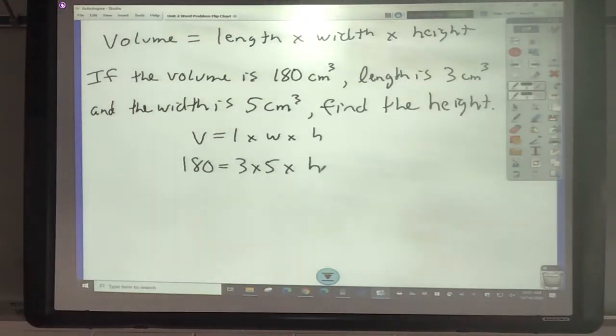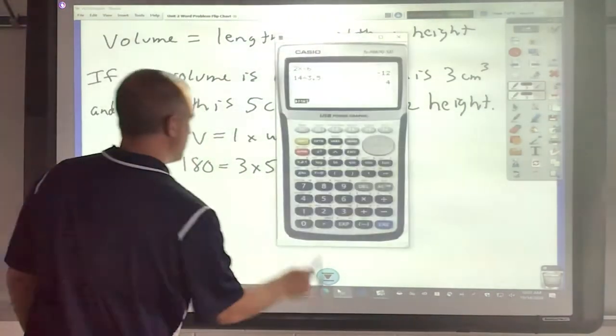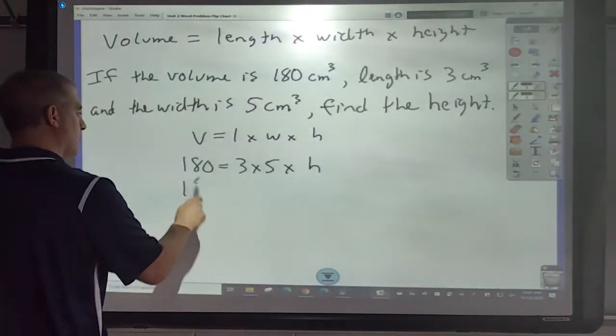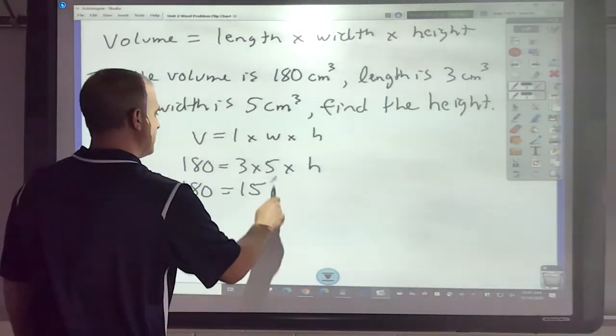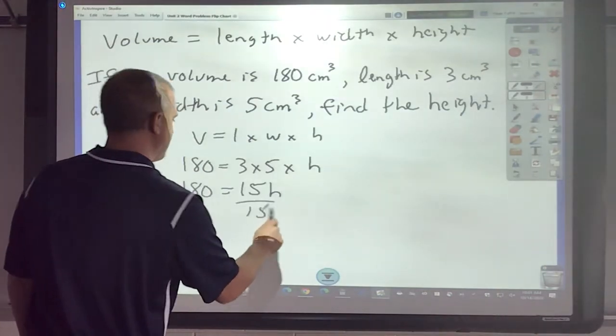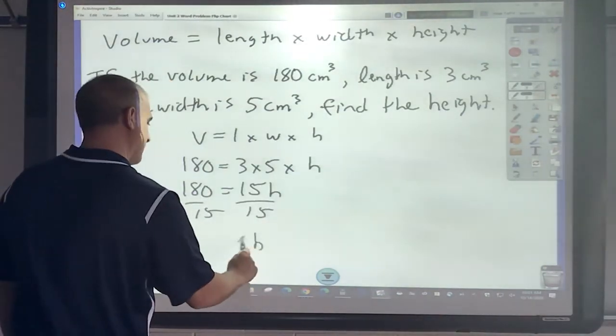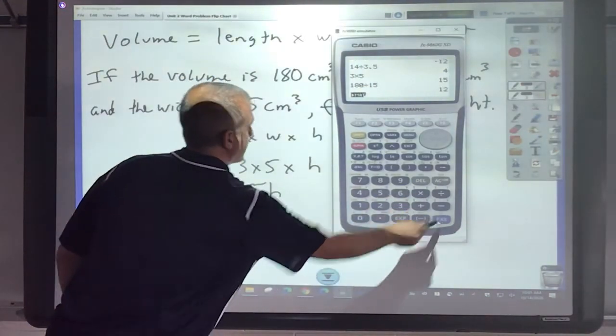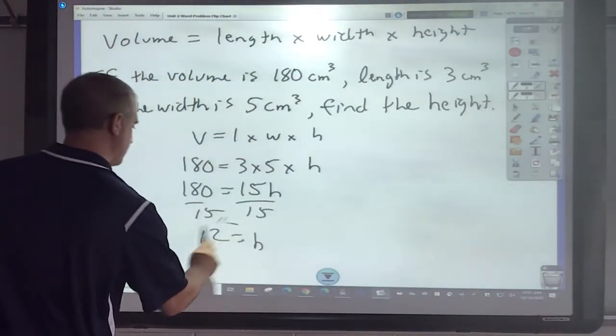Now here's how simple this is. Just multiply the numbers over here on this side. 3 times 5 would be 15. So I've got 180 equals 15h. Then just divide by 15 on both sides, and that's going to give you the height. 180 divided by 15 is going to be 12.